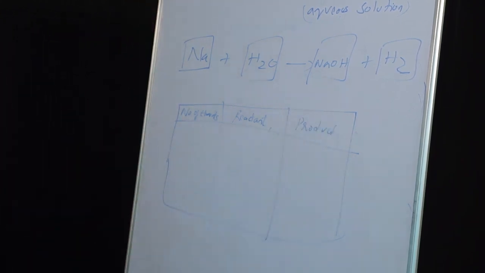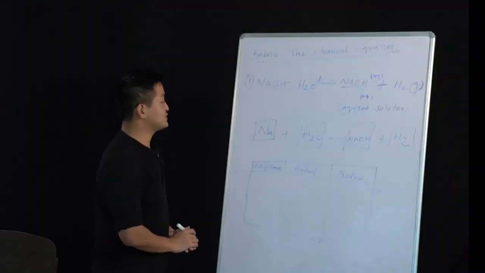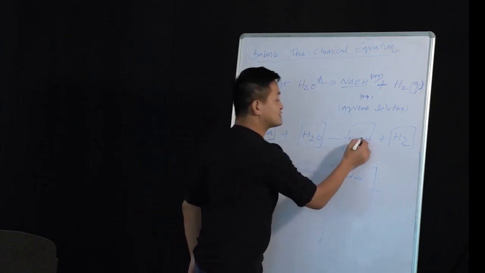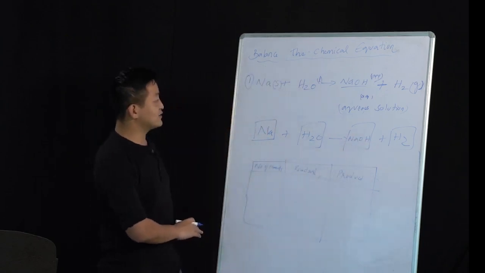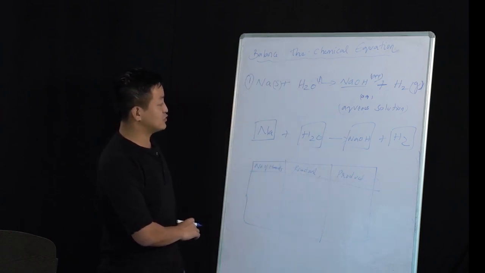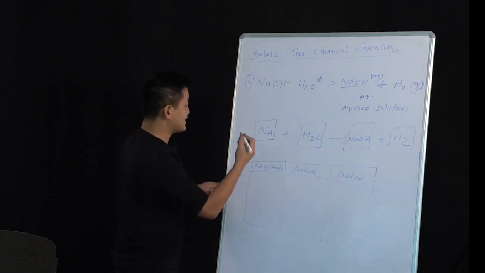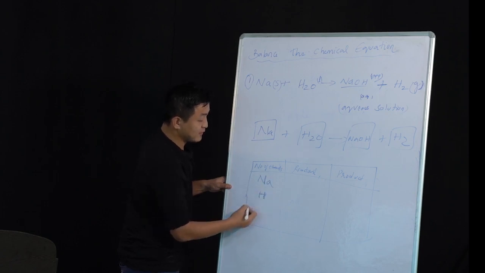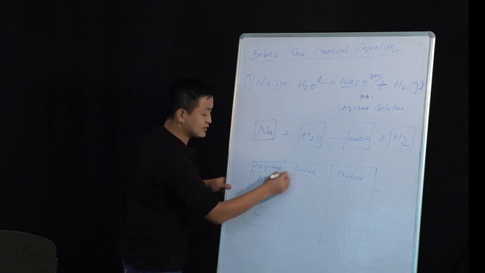So now everyone, let's say how many elements are here in this equation. Okay, so we can see sodium, we can see hydrogen, and we can see oxygen here. We don't see any other elements apart from sodium, hydrogen, and oxygen. So let's list the elements here. Sodium, Na. Na is the chemical symbol for sodium. Hydrogen, H is the hydrogen, and O is the oxygen.